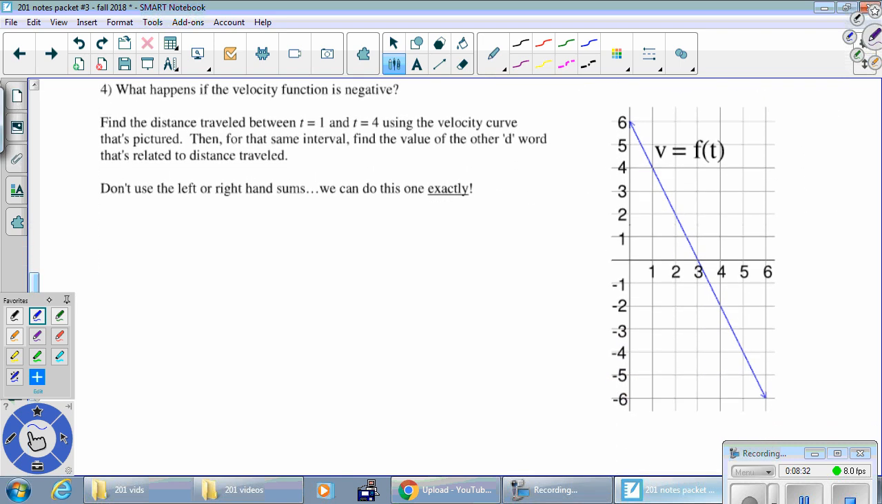Okay, number 4, what happens if the velocity is negative? Let's find the distance traveled between t equals 1 and t equals 4 using the velocity curve that's pictured, and then we'll answer something else. So we're going to do this one exactly, not using left or right-hand sums. Okay, so we're looking between t equals 1 and t equals 4. Let's find those points. T equals 1, t equals 4. And I'm going to go ahead and draw the area under the curve. So bounded by those two things there, x-axis and then a vertical line, and the curve.